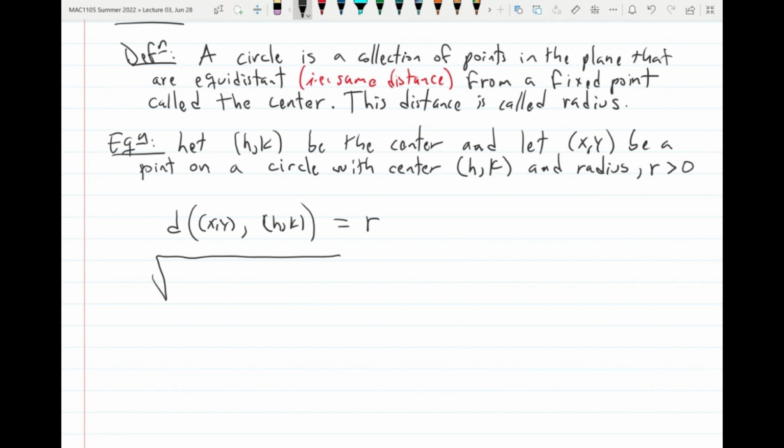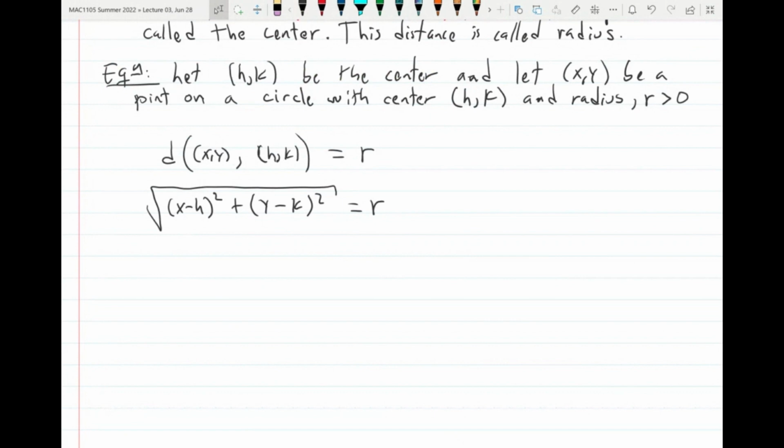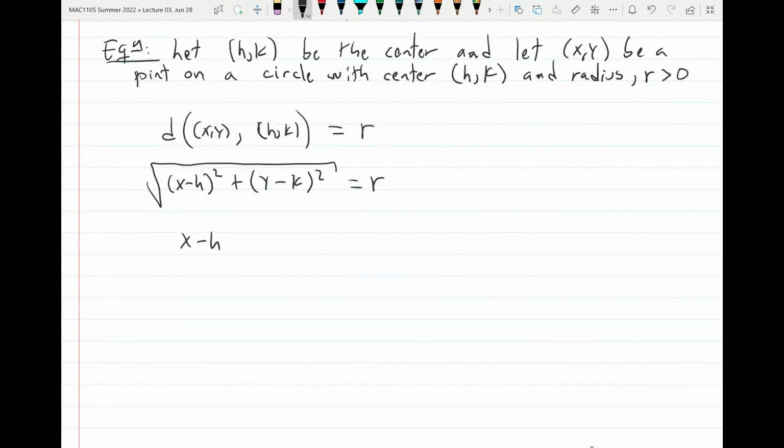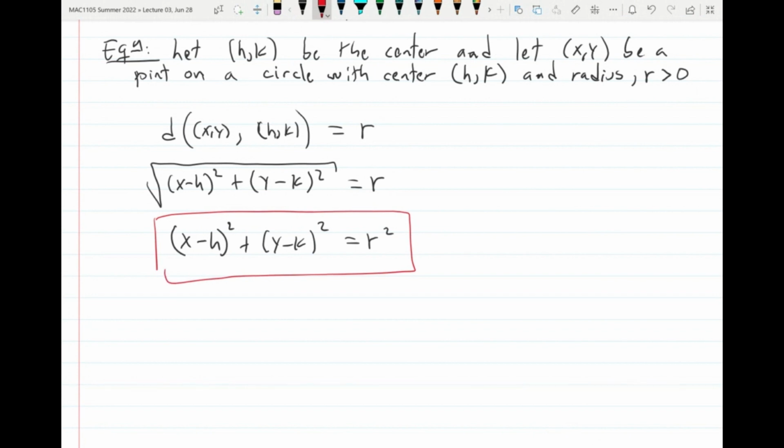This is the square root of (x minus h) squared, so (x minus a) squared. Remember, subtract the x's and square it, subtract the y's and square it. Yes? And then, of course, it's okay, but it's not nice. We want to get rid of the square root. So what do we do to get rid of the square root? We square both sides. So we end up with (x minus h) squared plus (y minus k) squared equals r squared. And this is what we call the equation of a circle.